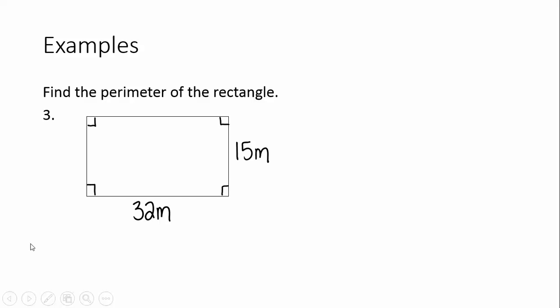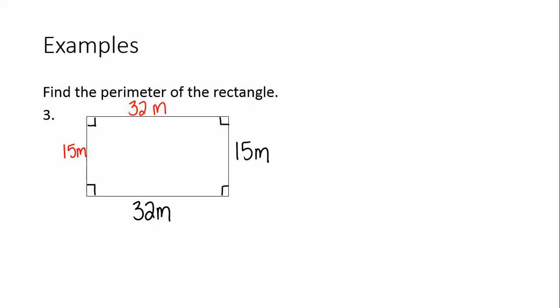Here we have a rectangle. We're specifically told it's a rectangle, but they only label 2 of the sides. So we have to understand what that means in a rectangle. And the definition of a rectangle is opposite sides are parallel and opposite sides are congruent, which means that the opposite sides are the same length. So this is also 32 meters, and this side is 15 meters.